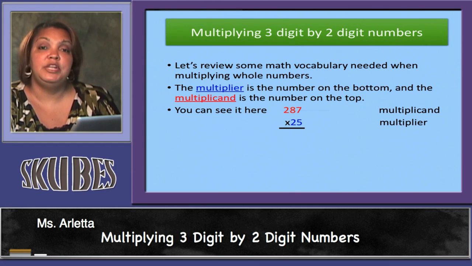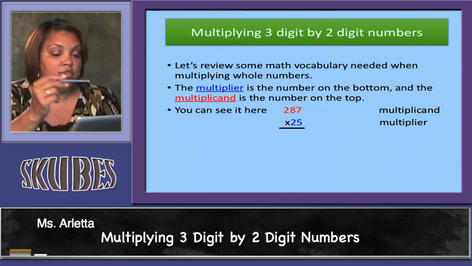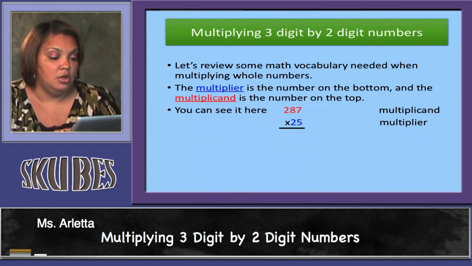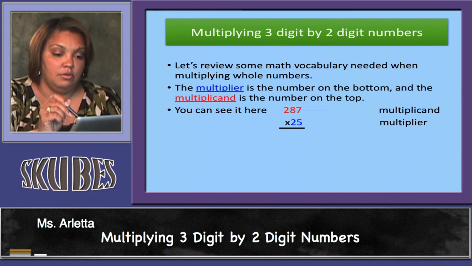When multiplying 3-digit by 2-digit numbers, we always have to know some math vocabulary. In this particular situation, we have 287 times 25. The top number, 287, is called the multiplicand, and the bottom number, 25, is called the multiplier. You're multiplying the multiplier by the multiplicand.